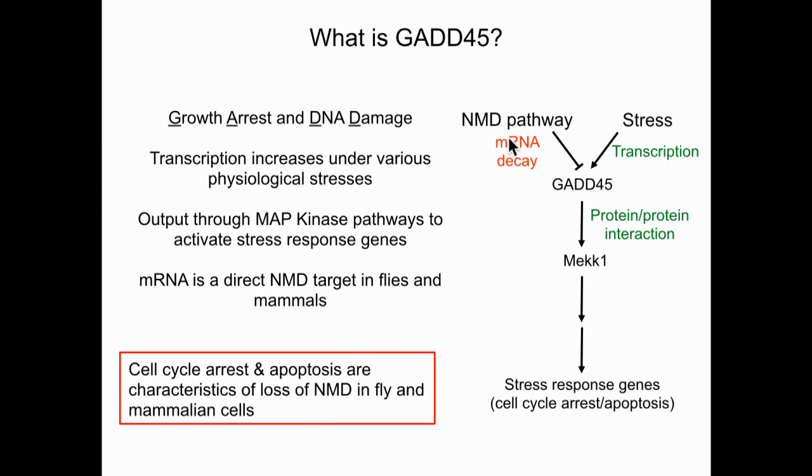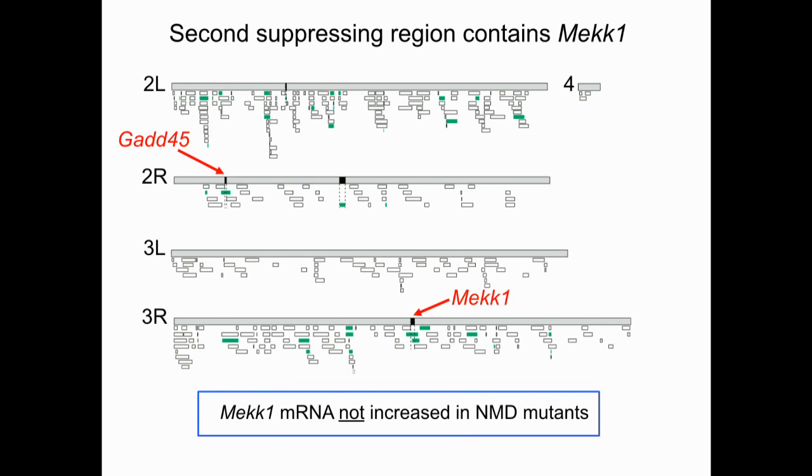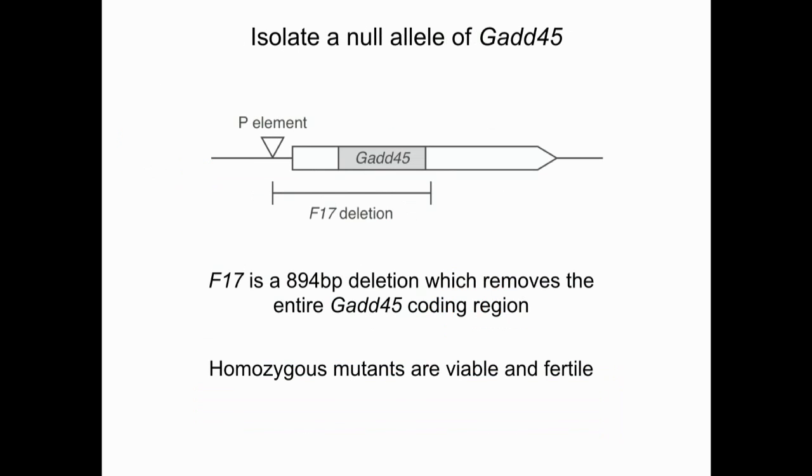So, if that would be the case, if you lose NMD, this goes up, which would activate a stress and apoptotic response. The other thing that was very exciting is the second suppressor region actually contained the MEK1 kinase, the direct downstream target of GAD45. And so to find two genes in the same pathway was obviously very encouraging. So what we went on to do is isolate a null allele of GAD45.